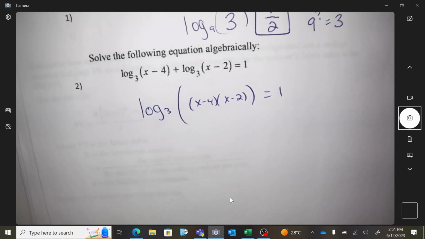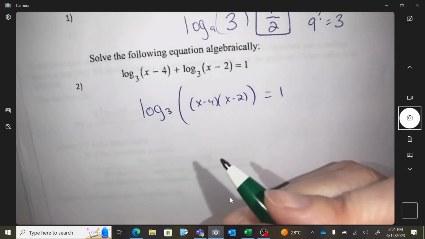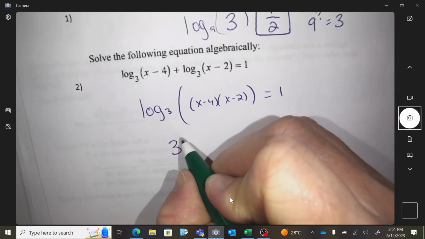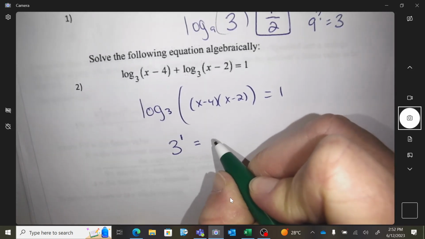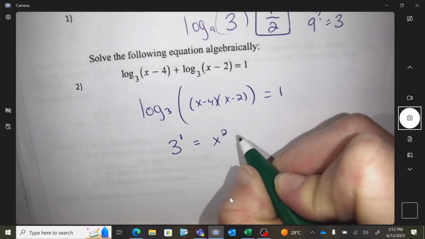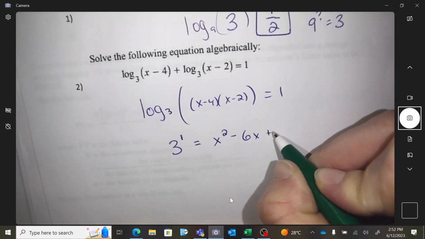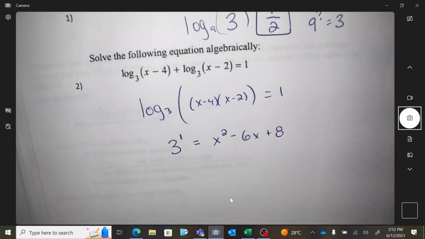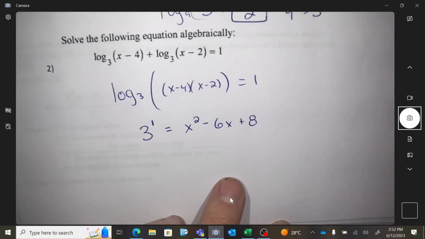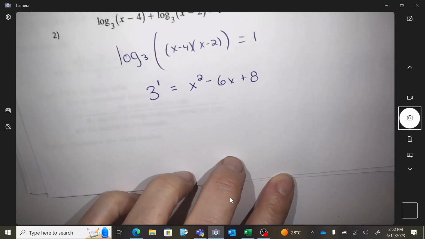Then, this is a log equation, so what should we do with logs? Make it exponential. So the base is 3, the exponent is 1, and the result is, you okay, I'm doing this out? I foiled that in the same time, is that okay?